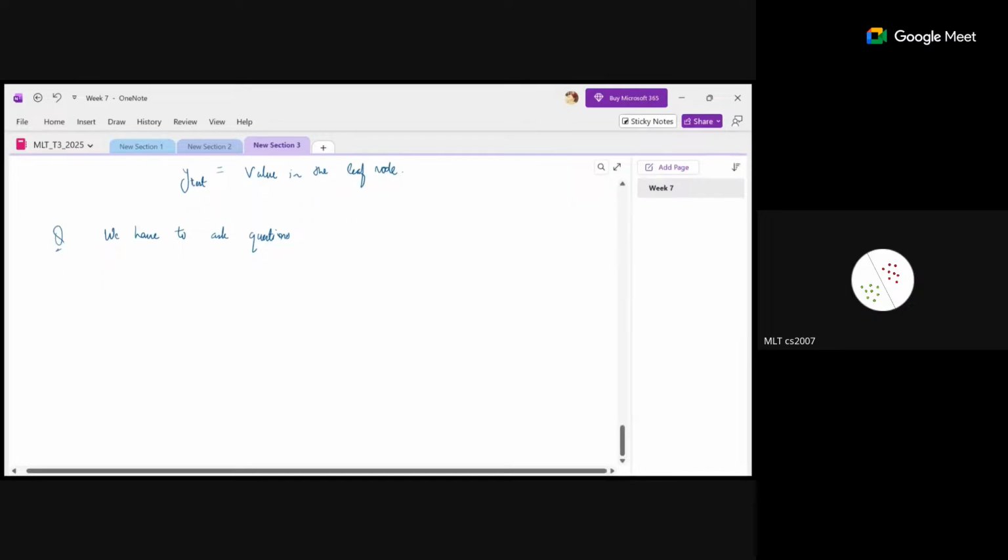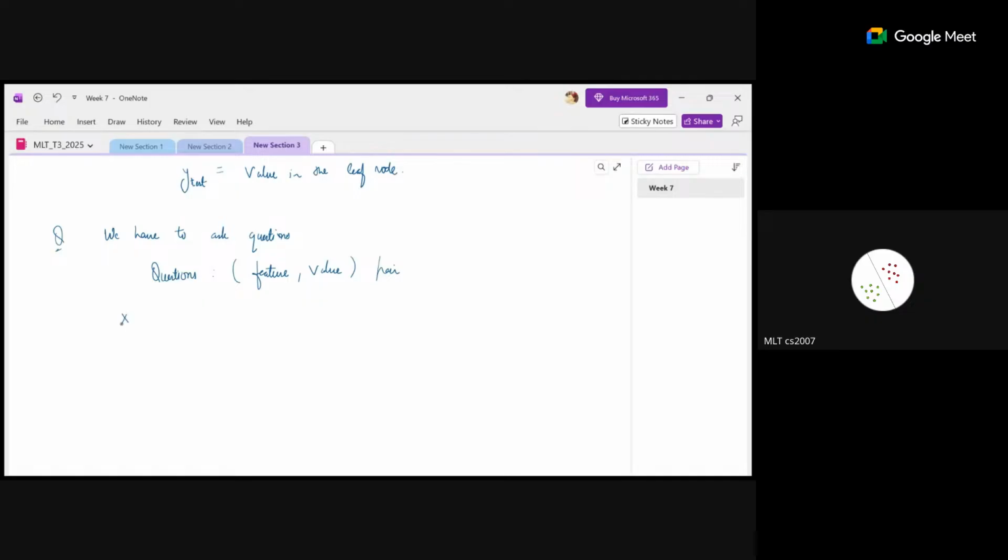Now, how do we ask this question? How do we decide which question is good? So if we see, these questions that we're asking are basically a feature value pair. Okay, it's a feature value pair. So what are the features, first of all?